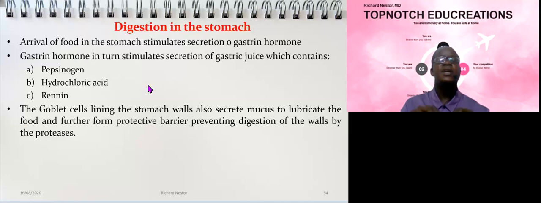And then also we have goblet cells which are lining the stomach walls. They also secrete mucus, which performs two main functions: lubricating the food and forming a protective barrier which prevents digestion of the walls of the glands by the proteases. What do you mean by proteases? Naming of enzymes: a protease is an enzyme that digests a protein. So when you talk about proteases, we're simply talking about the enzymes which digest proteins.